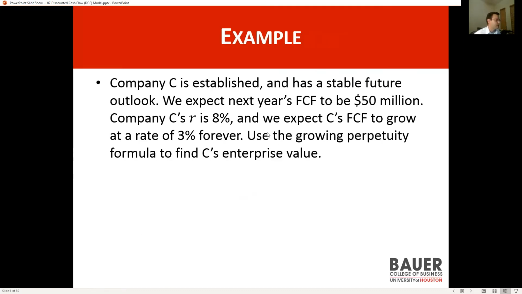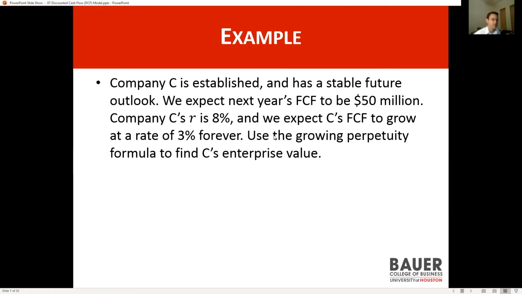So let's do an example here. This company, see, they're established and you think that they are stable. They're in some steady state equilibrium. You know that they're going to grow at a constant 3% rate forever. Next year, the free cash flows are going to be 50 million. They're going to grow at 3% forever, and their discount rate is 8%. We're going to use the growing perpetuity formula to find the enterprise value.